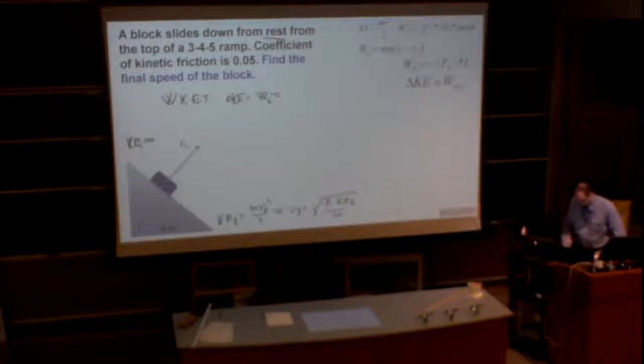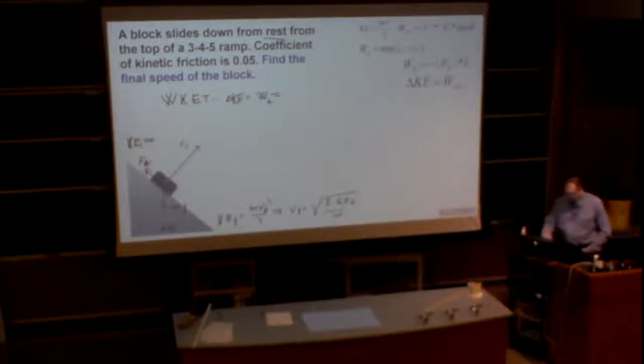Forces acting on this box, already very well known. That's normal, gravity, and friction. So we should write 3 W's, 3 terms representing work done by normal force, work done by friction, and work done by force of gravity.